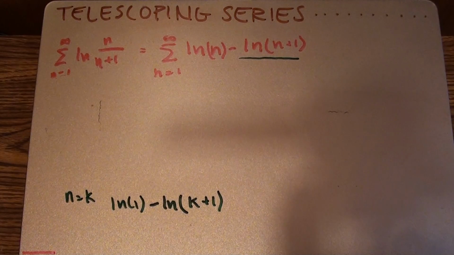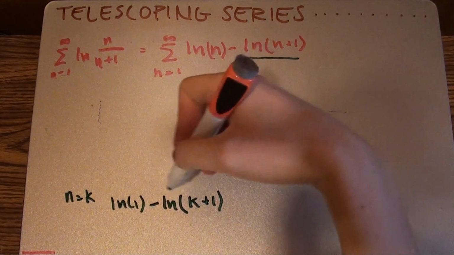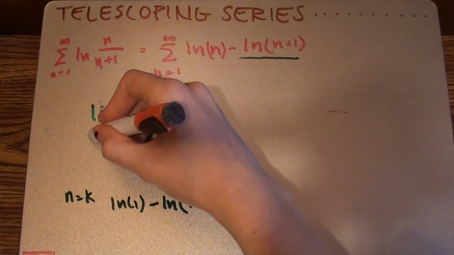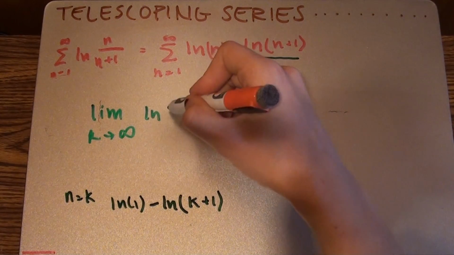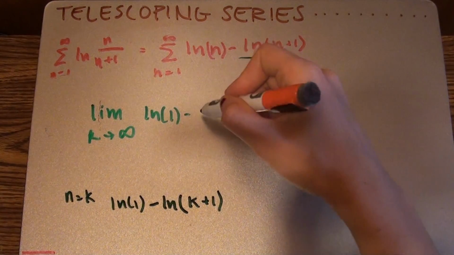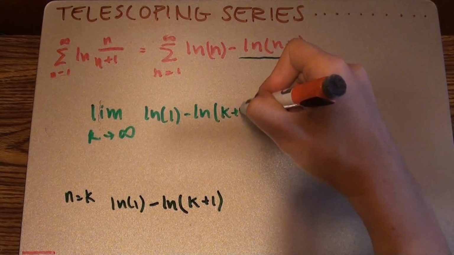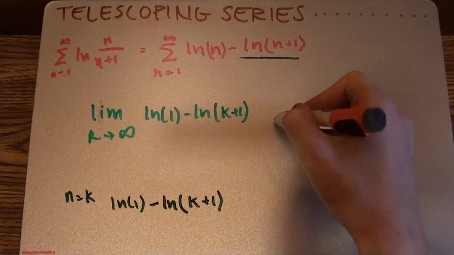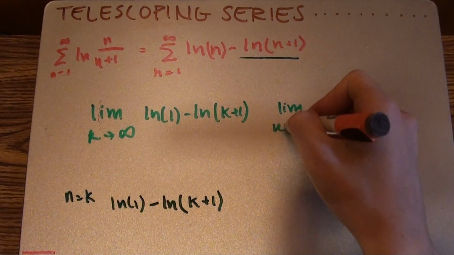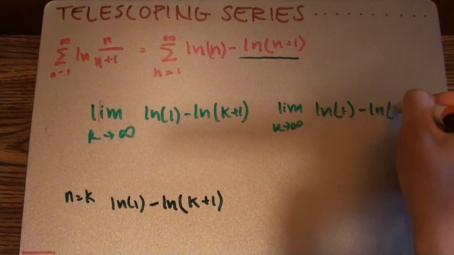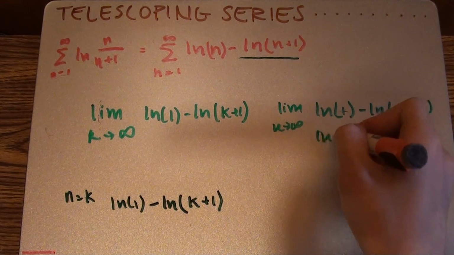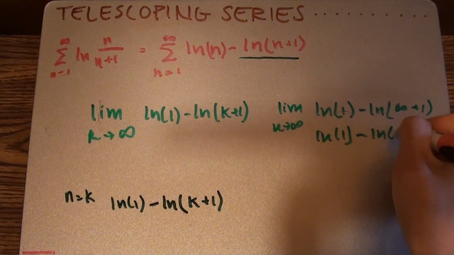In order to determine whether or not the series is convergent or divergent, we have to take the limit of this new rule that we have. We're going to take the limit as k approaches infinity of the natural log of 1 minus the natural log of k plus 1. We plug in infinity, so we have the natural log of 1 minus the natural log of infinity plus 1, which is the same thing as the natural log of 1 minus the natural log of infinity.